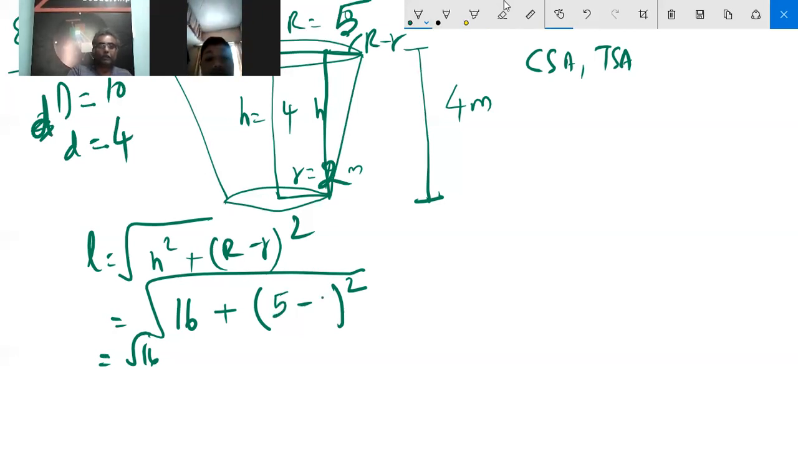5 minus 2 is 3. Plus 3 squared. That is equal to root of 16 plus 9. 3 squared is 9. 16 plus 9 is 19? Let me check again: 16 plus 9 is how much?